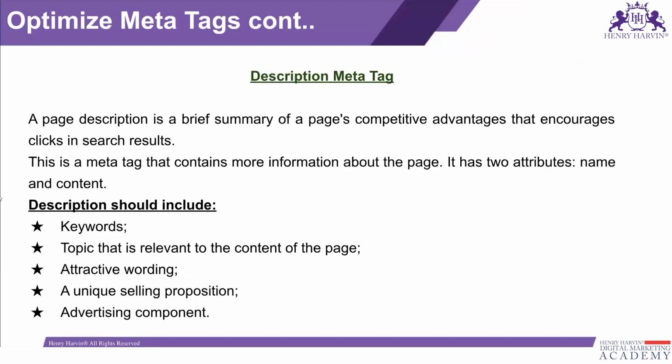Description meta tag. Okay. So what is it? Like the snippet you see below the title tag, that is the meta tag. Sometimes we just enter it manually, and sometimes Google automatically scans our content, and if they find it relevant, then it shows that particular thing.